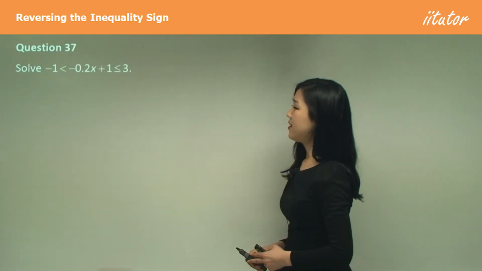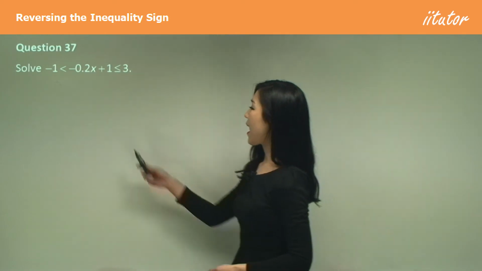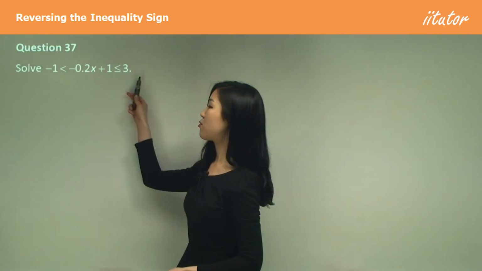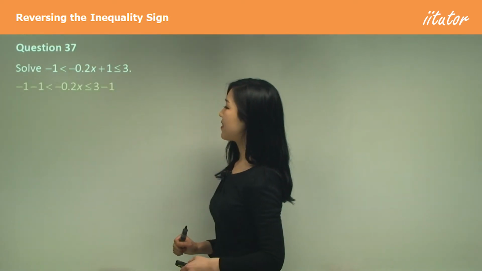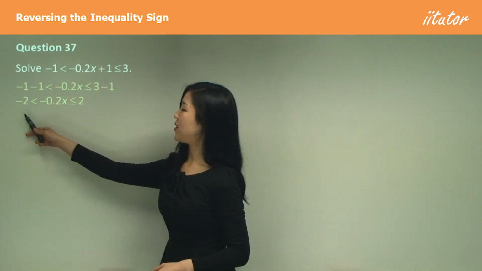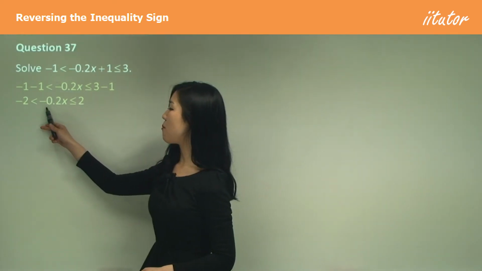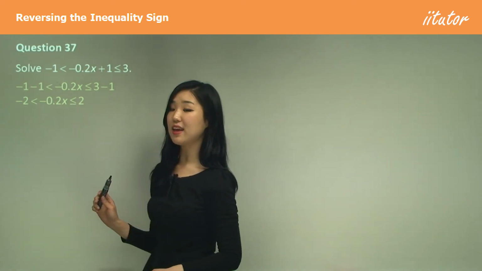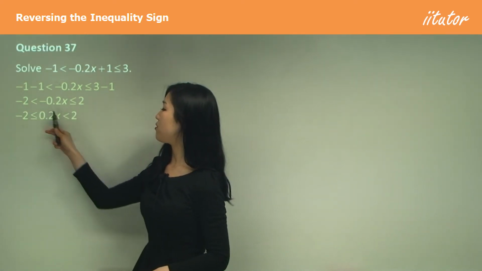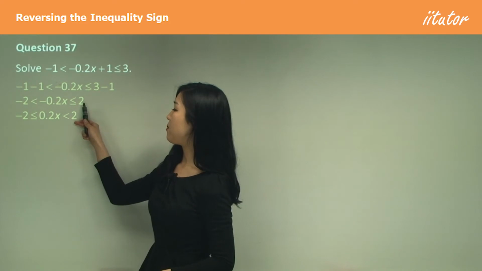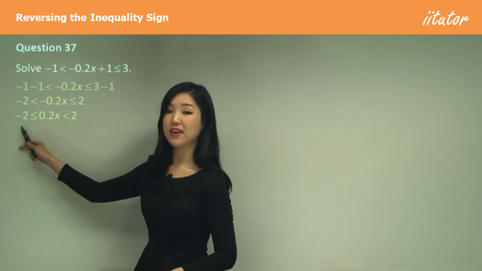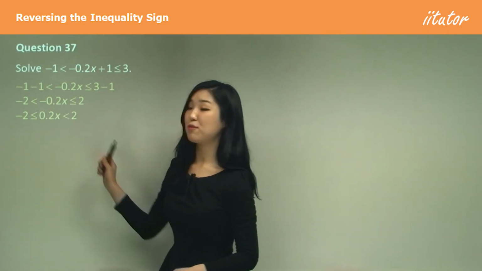Question 37, we're going to do the same thing by adding 1 here. So subtract 1 onto both sides like this. Get -2 here and 2 here. And I don't want the negative here, so I'll multiply both sides by a negative. So this becomes +2, which I'll put over here, and this becomes -2, which I'll put over here. And the sign is the same direction.